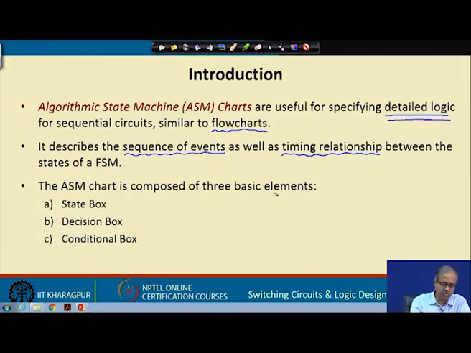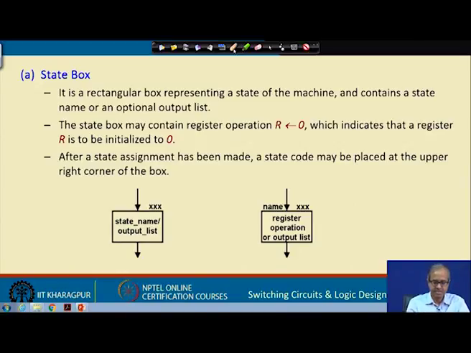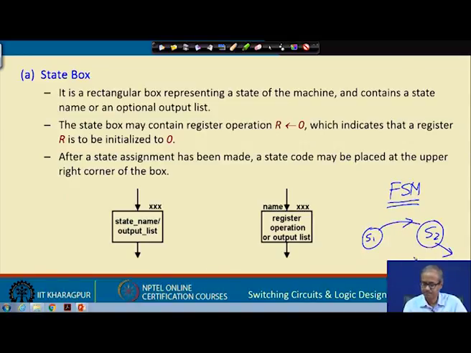Now, in an ASM chart there are three kinds of elements which are shown. We shall see these things: state box, decision box and conditional box. Let us see the function of these. First, the state box. A state box is a rectangular box, as is shown in these examples here, which represents the state of a machine. If you think of an FSM, a finite state machine, where you represent states like S1, S2 and so on, and arrows indicating transition from one state to another, each of these states is represented in ASM by a state box.